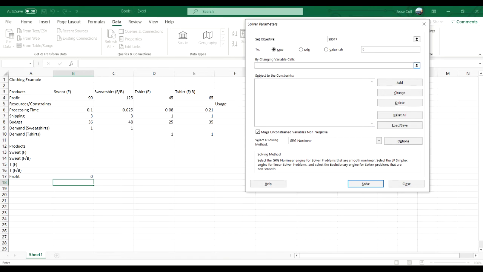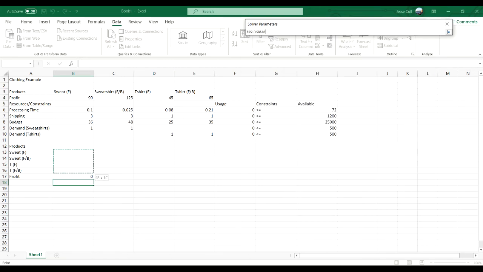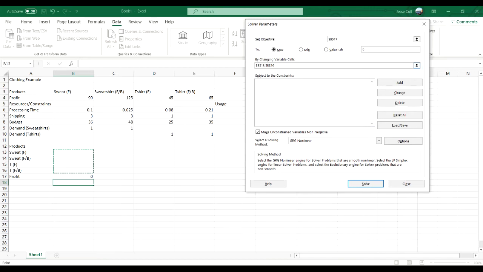And what the computer is doing is it's trying different options of manufacturing. It's looking at different manufacturing choices. Before, we had only two possibilities, so there were only two cells that might possibly change. In this situation, we have four cells that could change. So we enter here B13, B14, B15, and B16. That's what the computer is going to try different possibilities of.